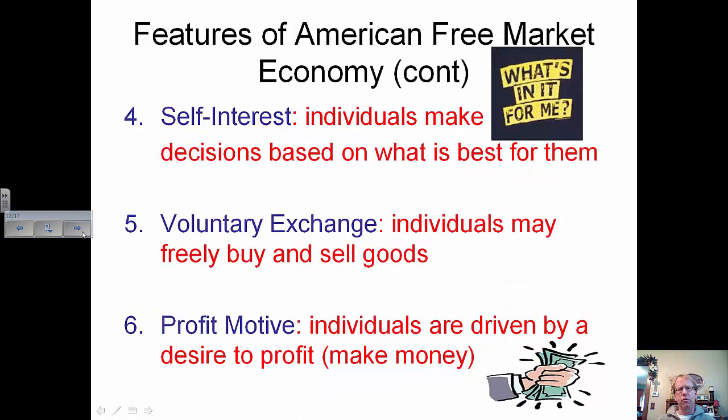The fourth one is self-interest. We believe individuals make decisions based on what is best for them. That's very important in our economy. We kind of worry about ourselves, and a lot of people feel that's kind of a selfish attitude. We get a lot of criticism for that. Our fifth one is voluntary exchange. It's up to you whether you want to buy or sell your goods, the government's not forcing you to do that. And finally, the profit motive. Individuals are driven by a desire for profit to make money, and that's why they're willing to make their products better. That's why they're willing to try to make them cheaper to drive up their profits.